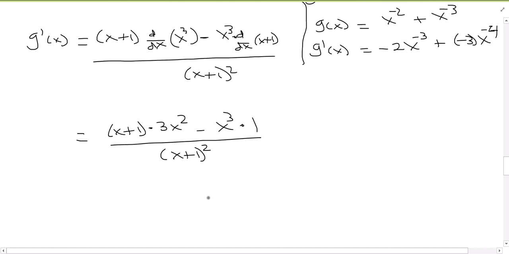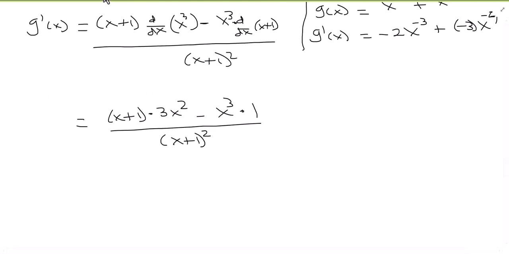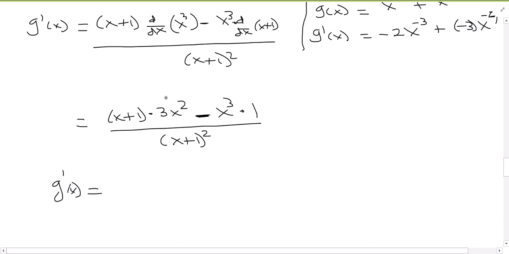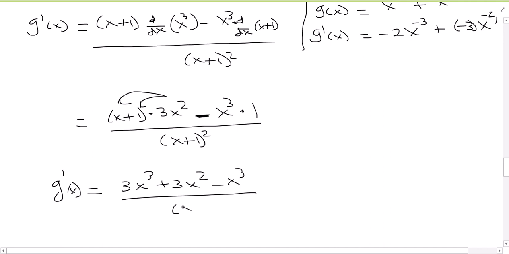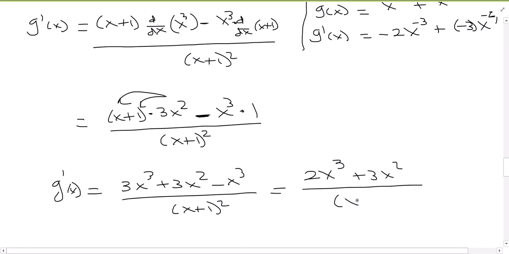Now here, same warning: do not cancel those out. You can't cancel them because order of operations tells you to do this subtraction first before doing any division with the bottom. So if we want to simplify, I would distribute this 3x squared in. I'm going to have 3x cubed plus 3x squared minus x to the third, over x plus 1 squared, and then combine like terms. So 2x cubed plus 3x squared. And that may be as far as I can go.